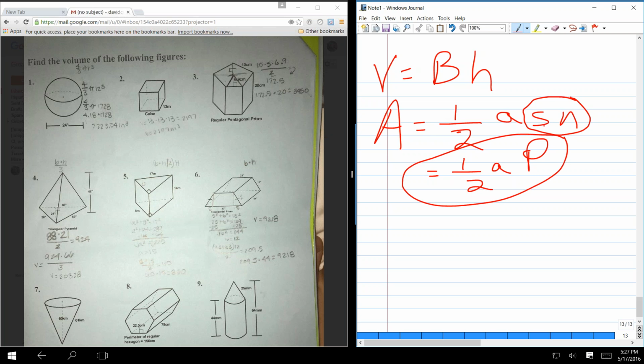In other words, maybe they don't tell you that it's a pentagon. They just say that it's got some number of sides and the apothem is 10 and the perimeter is 50. Well, then you could only use that formula. You would not be able to use this formula because you wouldn't know what S and N were. So make sure you know both of these formulas.